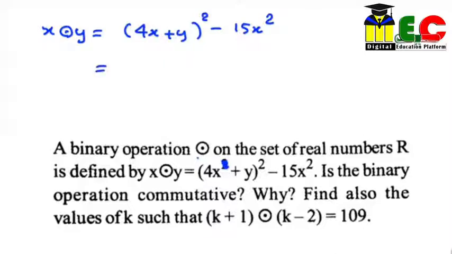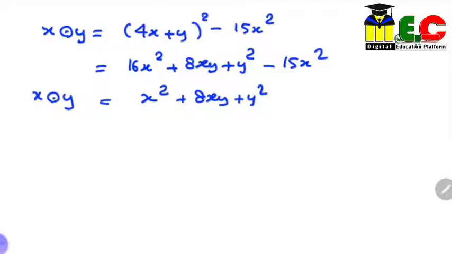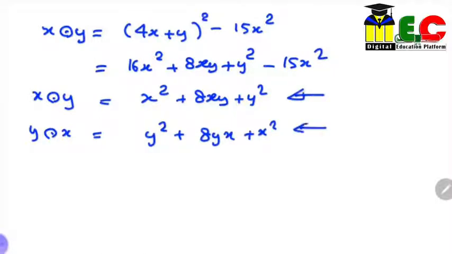Expanding, 16x square plus 8xy plus y square minus 15x square, which gives x square plus 8xy plus y square, that's x dot cycle y. Now y dot cycle x is y square plus 8yx plus x square. They are the same, so the binary operation is commutative.